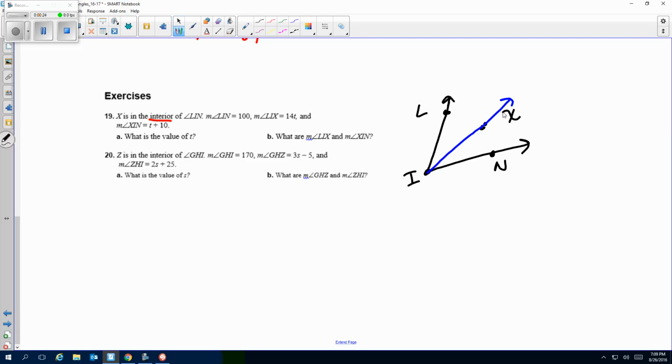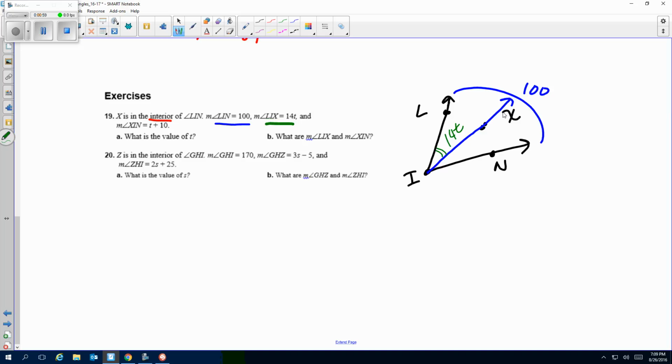Now, we know that angle LIN, the original angle that we have, L to I to N, this whole angle is 100. We're going to label that. And then they tell us LIX, I believe that's what it is, L to I to X is 14t. So let me fix this so it can fit. Let's go to that line. And we're going to put 14t in the interior to represent that angle right there. Okay? And we're going to put two arcs to show it's different.